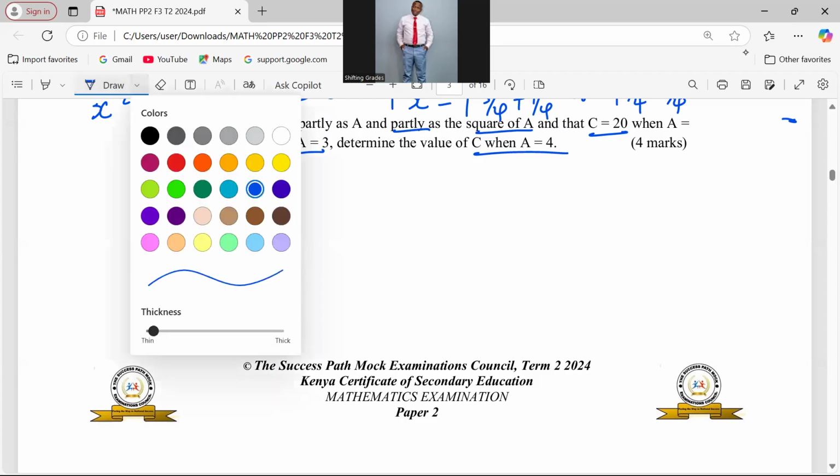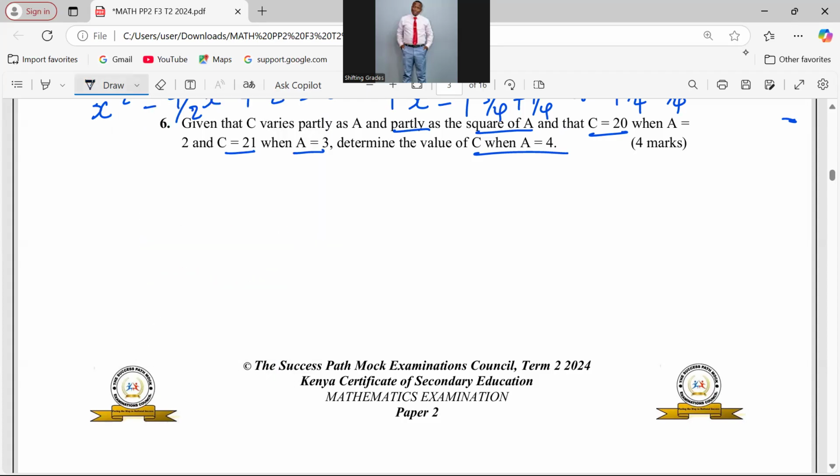So now we are supposed to write an equation or an expression relating C and A, and we are going to introduce two constants. Look at this. C varies partly as A. So C varies partly as A and partly, so we add, as the square of A.